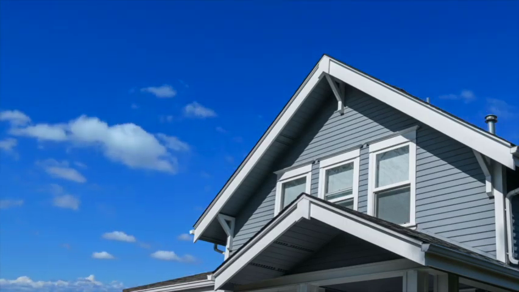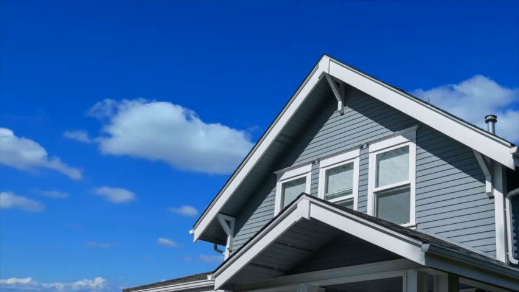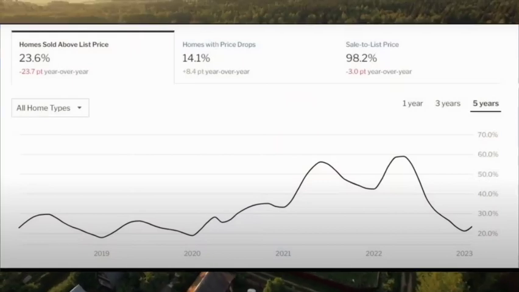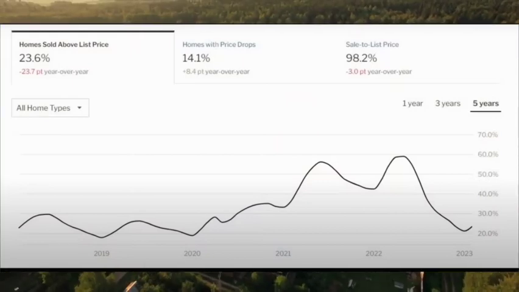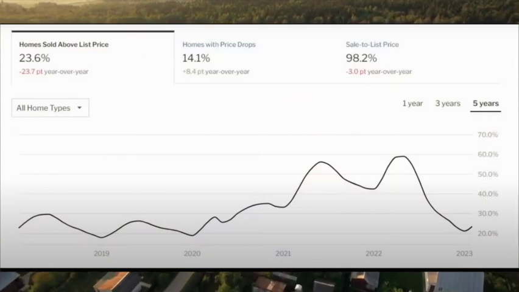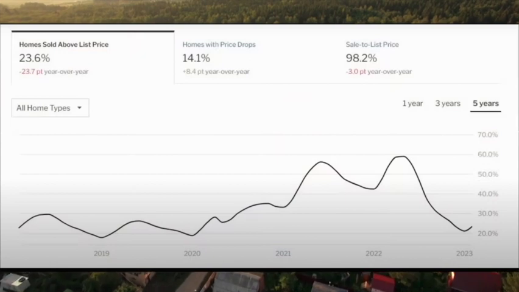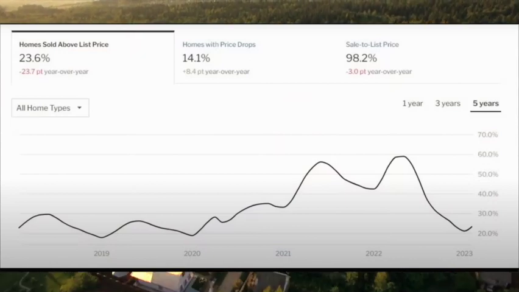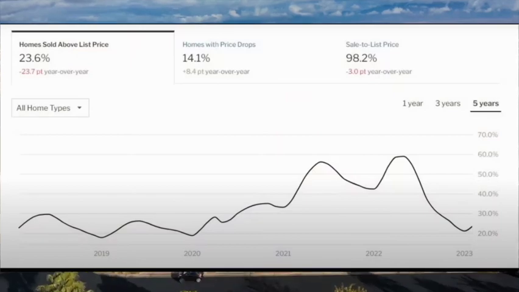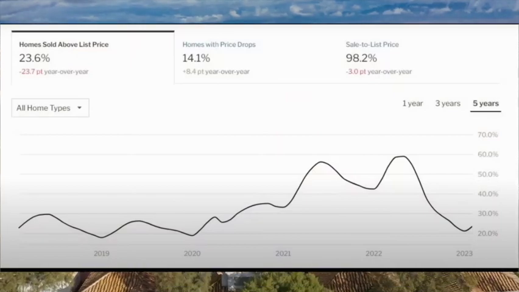Nonetheless, I want to draw your attention to this crucial piece of information. A 5-year chart that displays the percentage of homes sold above list price. In February, 23.6% of homes were sold above the list price, indicating a higher figure than January's 21%. This percentage has now returned to pre-pandemic levels, which is excellent news for those searching for a new home.